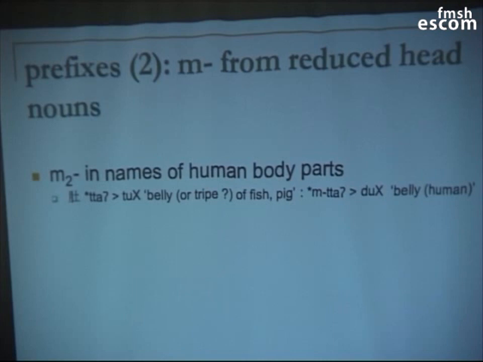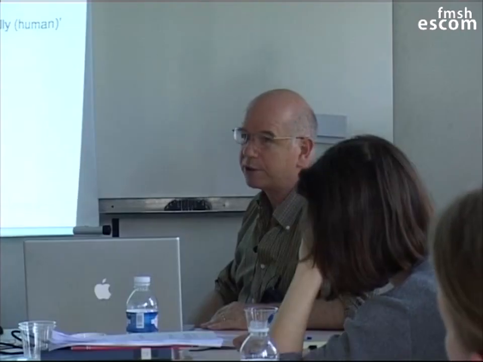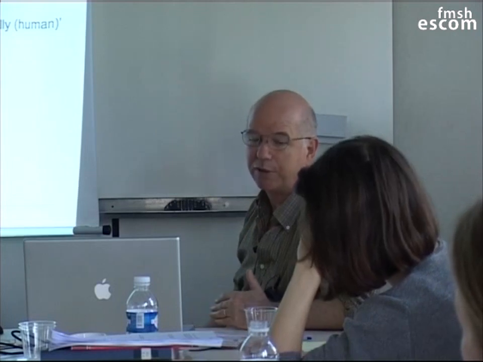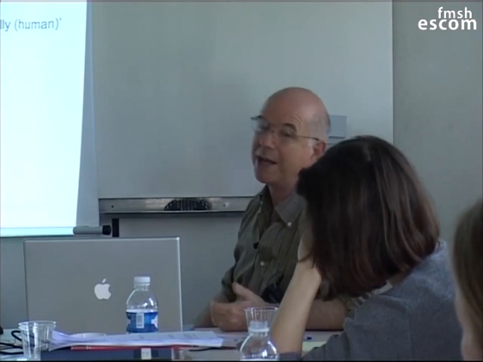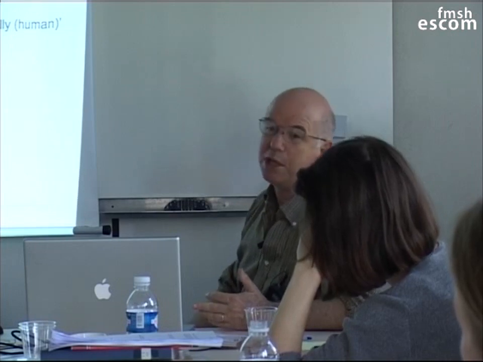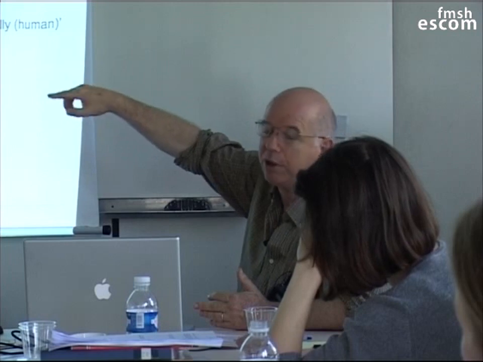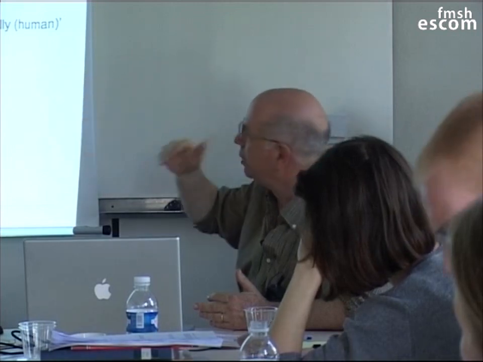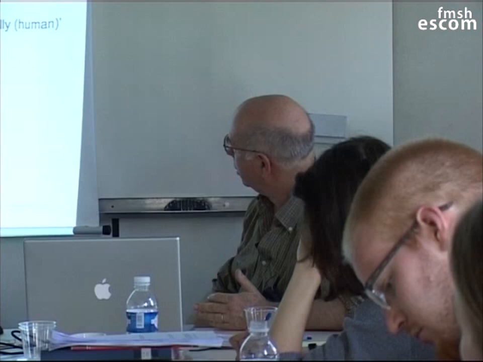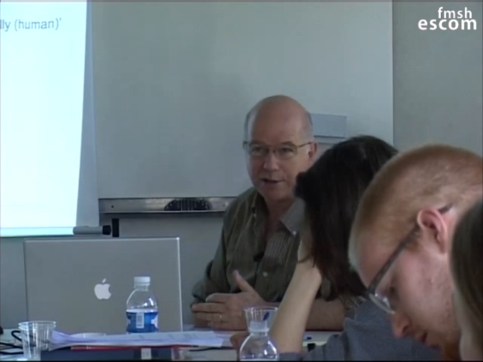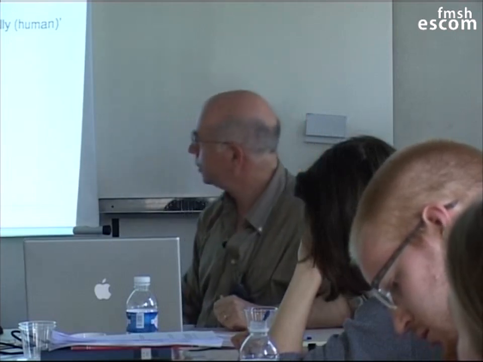So Tibeto-Burman languages also have an M prefix in names of human body parts, and that M is said to come from an old word for man, which is me in Tibetan. So that would be a reduced form of a noun meaning man, okay? Which seems to tell us something about word order, incidentally.